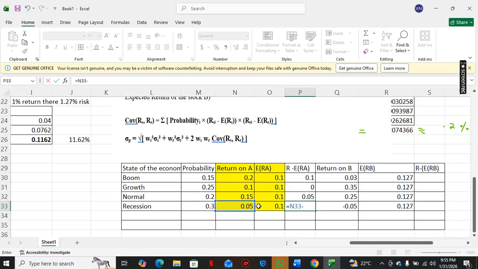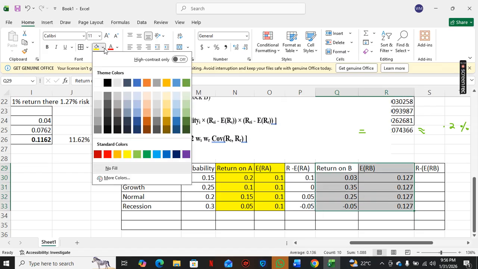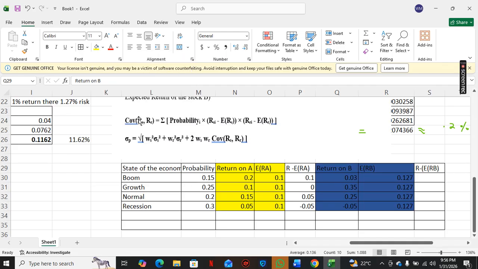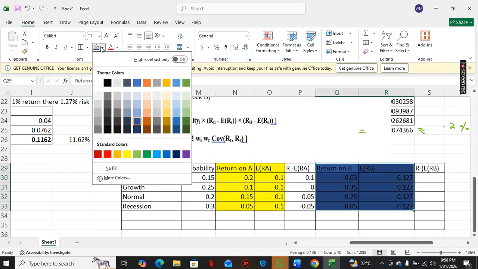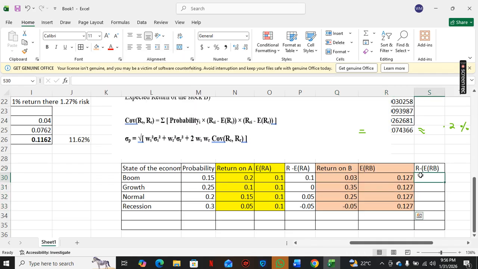Each return minus the expected return. Okay? Similar to what we do when getting the standard deviation. The only difference is this time we're not going to square these deviations. We'll leave them as they are. Even for investment B, we do the same thing. Each return minus the expected return.